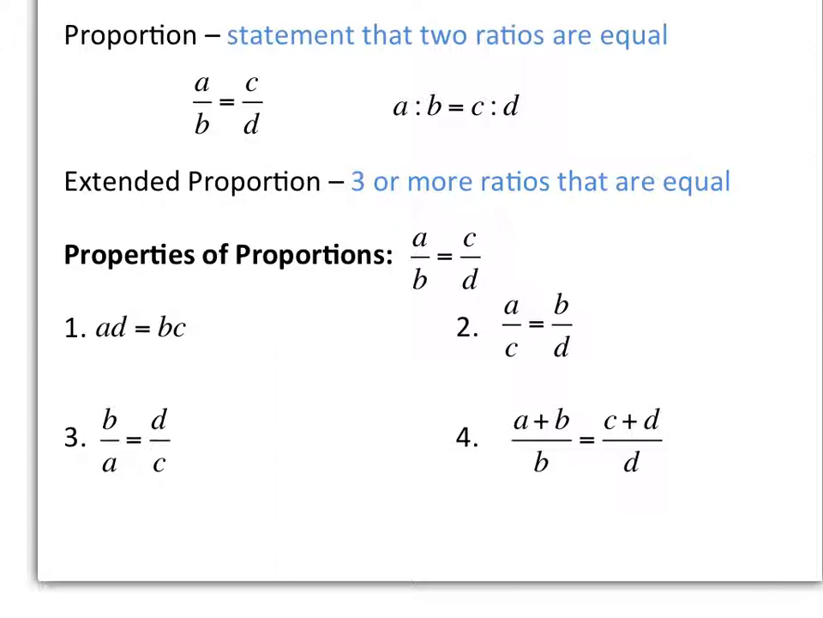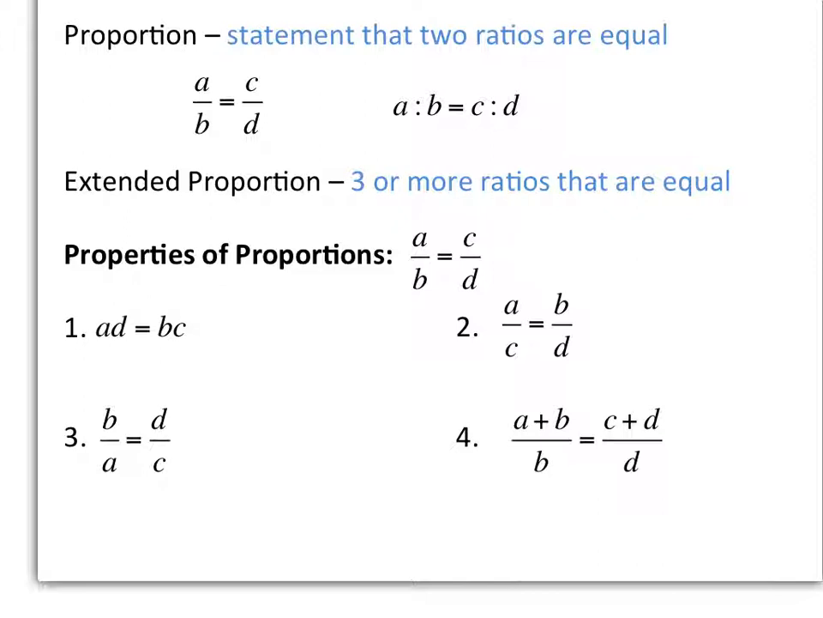Some properties of proportions. So if A is to B as C is to D, then the 4 following properties are true. Number 1, that A times D is equal to B times C. Number 2, A is to C as B is to D. So notice B and C just flip-flopped. Number 3, B is to A as D is to C. So each of the ratios flipped.